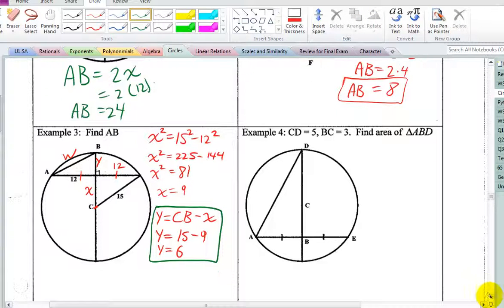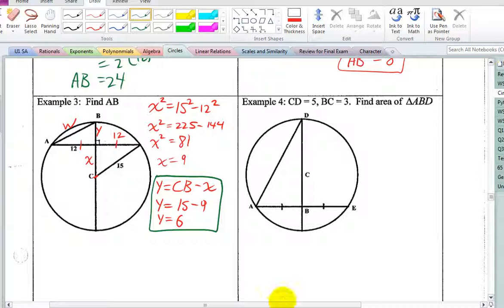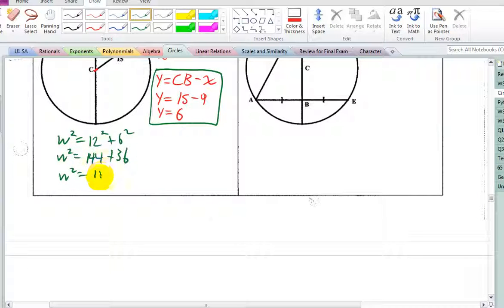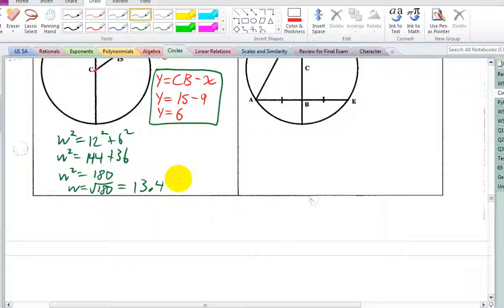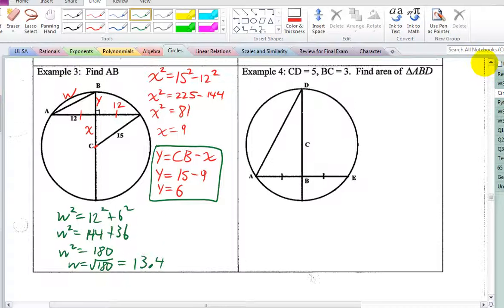Now you can do Pythagoras one more time to find w. Go ahead, do Pythagoras to find w. So 13.4. Ends up you got 13.4.